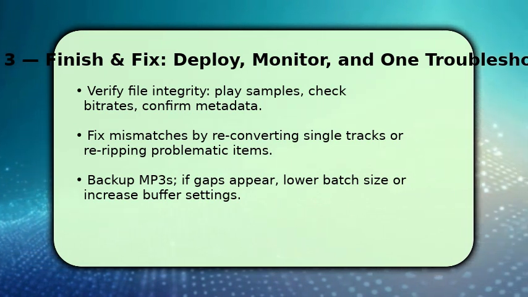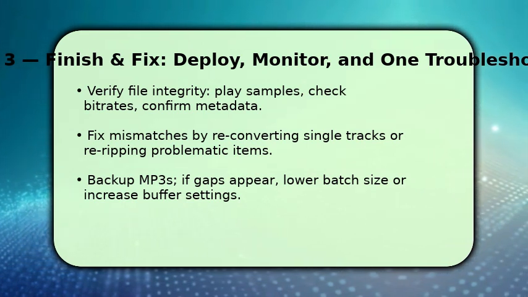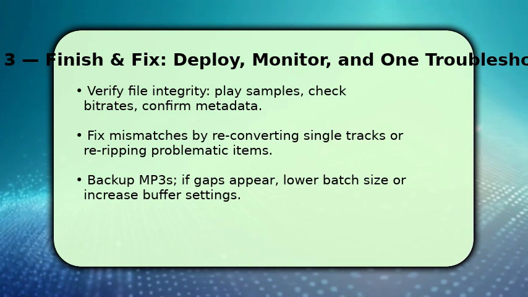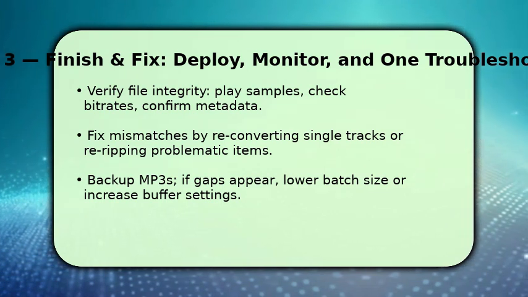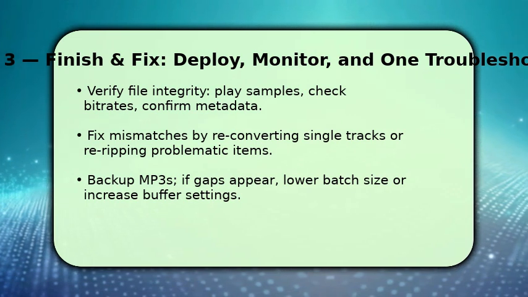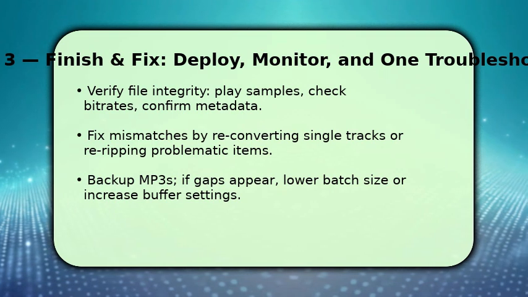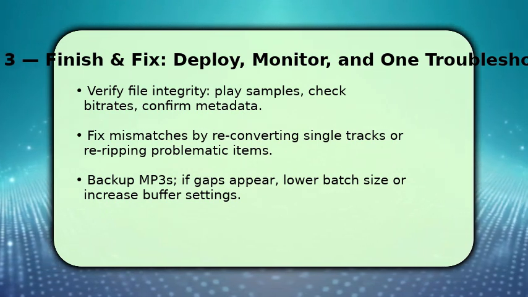If a track skipped or has gaps, reconvert that single file with a smaller batch size or larger buffer. Sometimes lowering simultaneous conversions fixes timing errors. Finally, delete temporary files and reauthorize devices if playback problems persist. This often resolves permission-related issues.